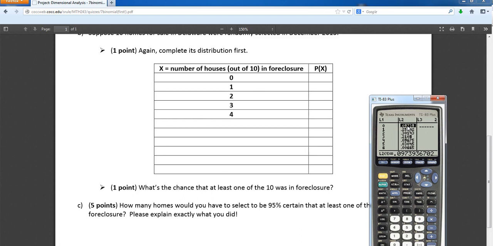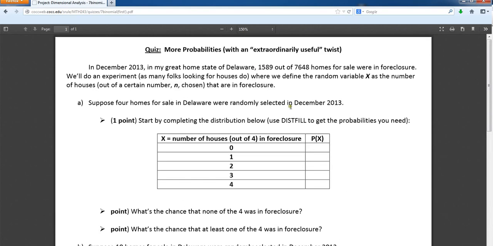That means there's about a 90% chance that at least one is in foreclosure, which means, I think I just said that previous sentence wrong. There's about a 10% chance that none are in foreclosure. So there's a 90% chance that at least one is. So clearly, we want this number to be smaller. The only way to make this number smaller is to sample more houses. For example, if we sampled 11 houses, what's the chance? I'm going to store this probability.